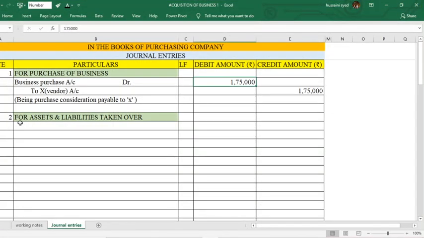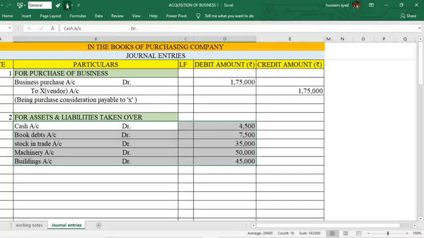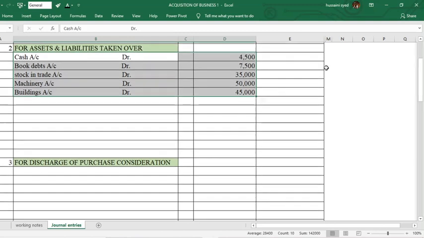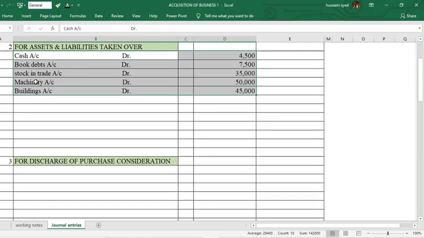When the company is taking over the assets, the asset value is going to increase. So asset shows a debit balance. Whenever its value increases, we have to debit it. So debit all the assets, that is your cash, book debts, stock in trade, machinery and buildings. Next we have to write for the liabilities taken over. When the company is taking over the liabilities, its liabilities are going to increase. Liability shows a credit balance. So whenever the liabilities increase, we have to credit it.